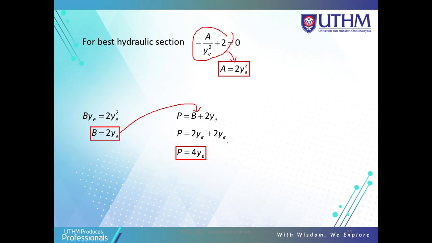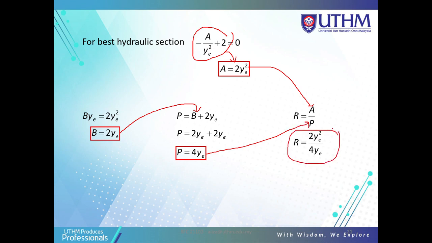This is YE for effective. Actually, effective is Y effective: the best hydraulic section or most effective section. That's why we use YE. So we get R equal to A over P. A is 2YE squared, and you put the P back here, so you get R. So this is the most hydraulic section in rectangular. That's all. This is how we know that the section is the best hydraulic section for rectangular.